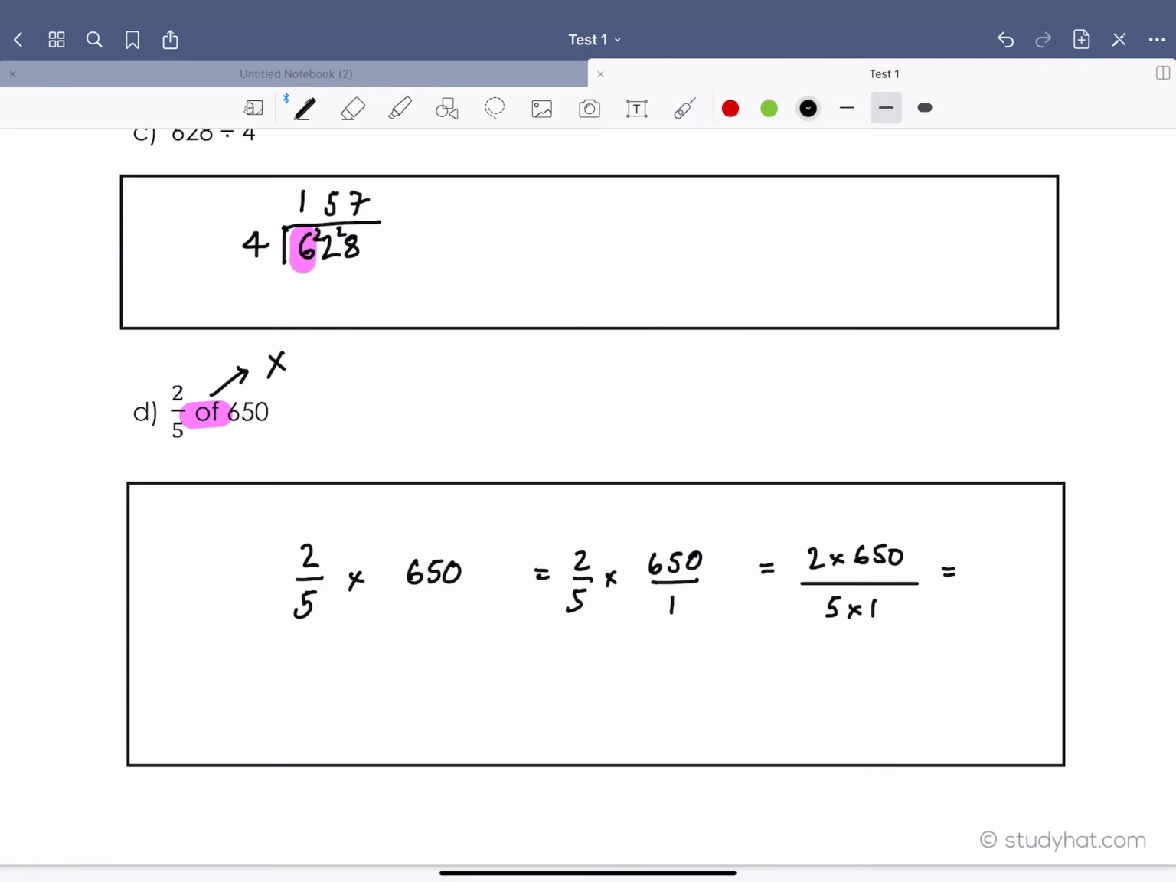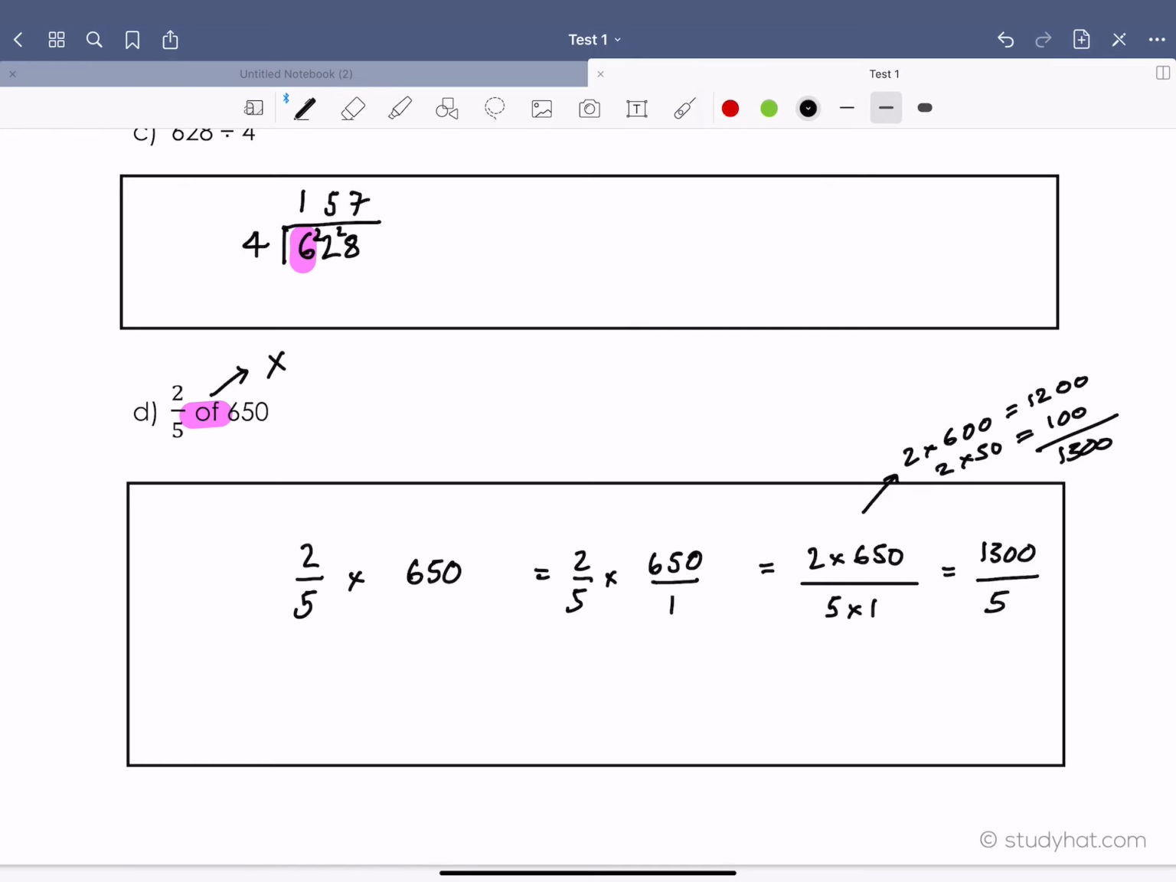Now, how are we going to do 2 times 650? We try not to use our calculator, so a quick way we could do it is we could break it up and we could say 2 times 600 and 2 times 50. Now, 2 times 600 will be 1200 and 2 times 50 is 100. So altogether that's 1300. So we've got 1300 over 5.